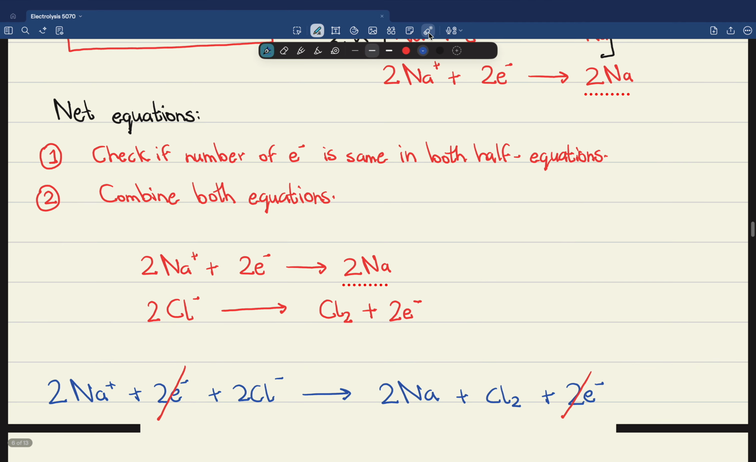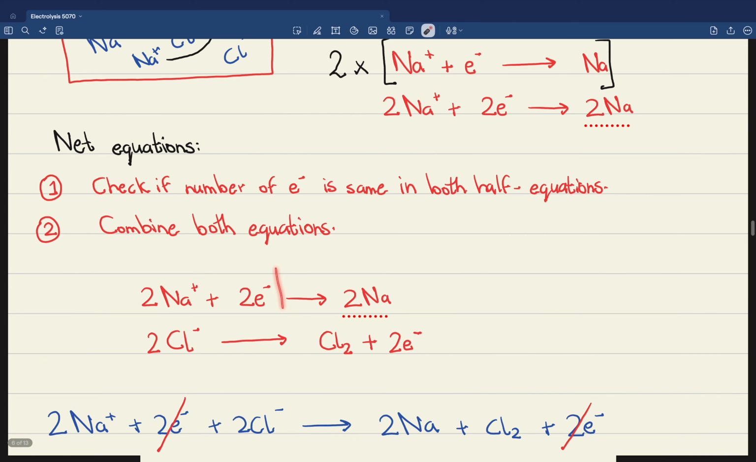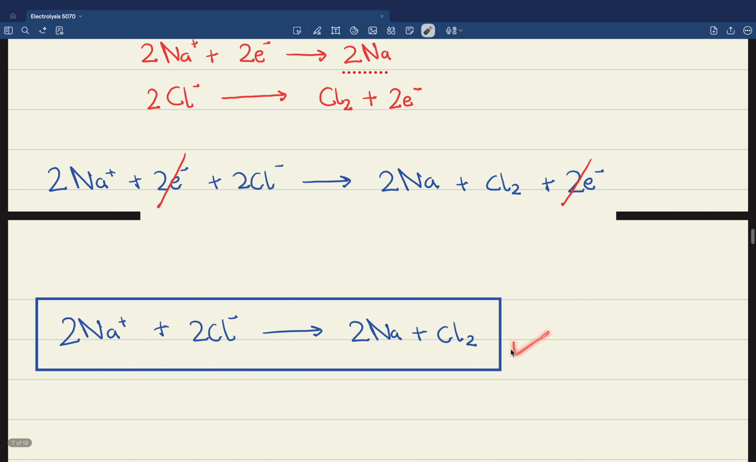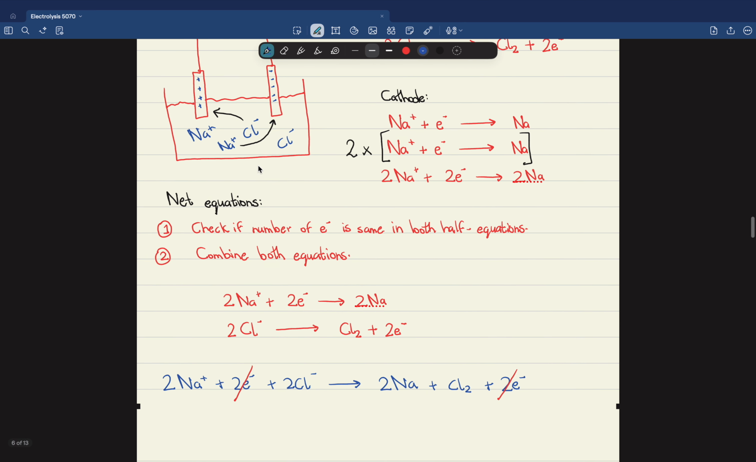So let's revisit the steps. The first step is going to be to check if the number of electrons is the same in both half equations. If it is, you don't need to do this step. You don't need to multiply, you just jump into step 2. And in step 2, you combine both equations. And how do you combine exactly? You combine the reactants together, and you combine the products together, and you write it like this, and then you just cancel the number of electrons, and hence you have a final full equation. So that is also something that you can be tested on in the examination, right?